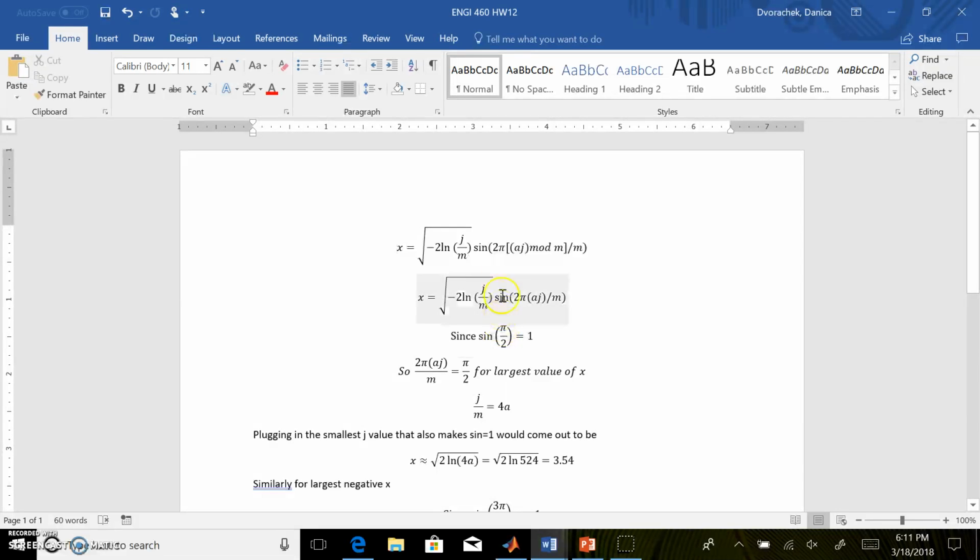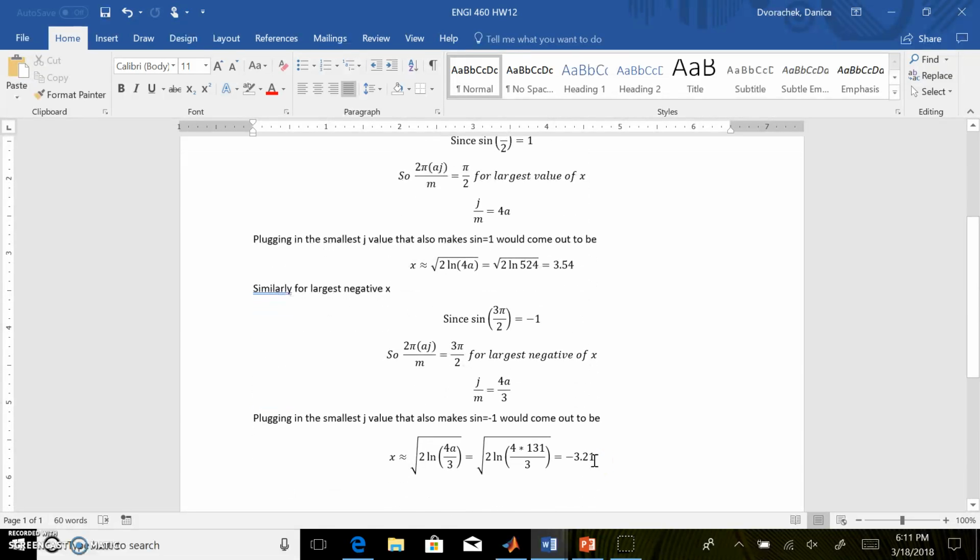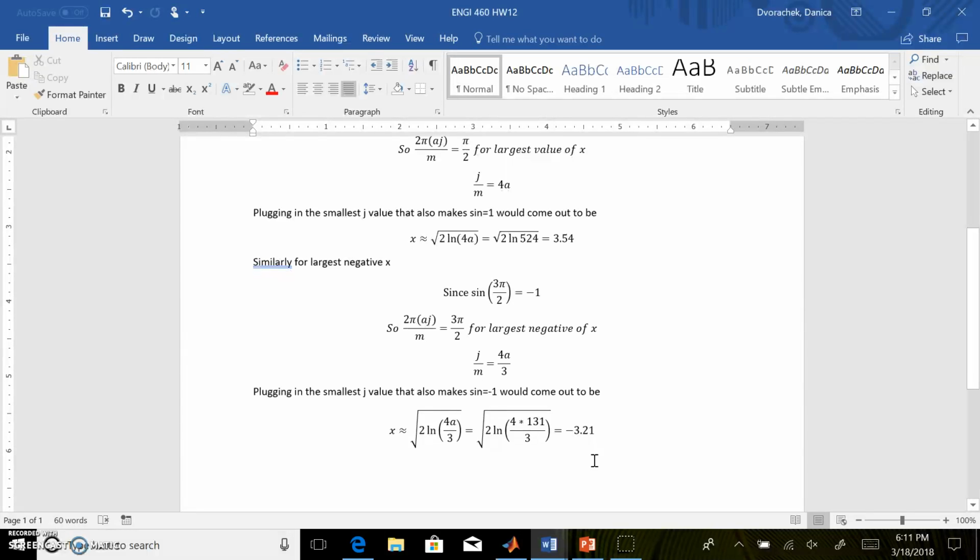Because of that, we can manipulate this formula for that largest value of x, and j over m is going to equal 1 over 4a. And when we plug in the smallest j value that also makes sine 1, it comes out to be this 3.54.